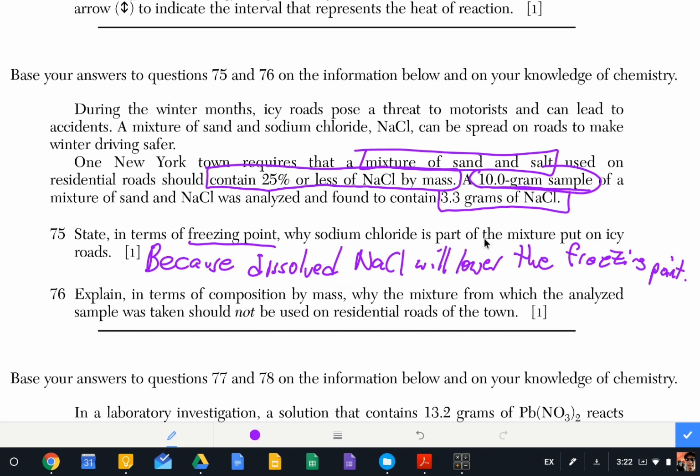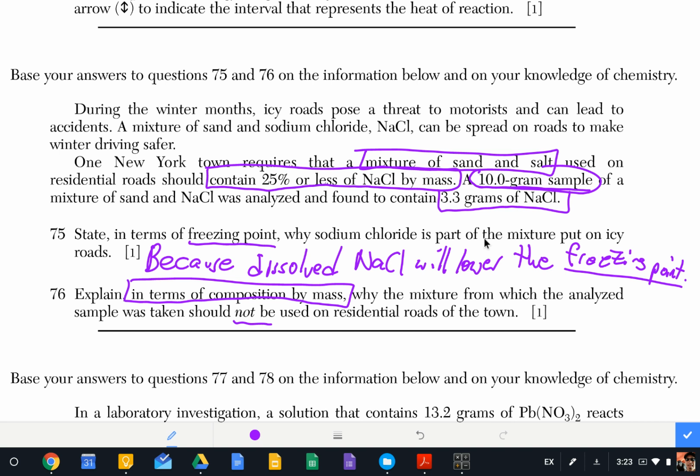And don't forget, when we say freezing point, we really mean the freezing temperature. So the water will not freeze solid unless it gets even colder than normal. So the more substance is dissolved, the lower the freezing point, which means you do not get frozen ice as easily. Okay, next question. Explain in terms of composition by mass why the mixture from which the analyzed sample was taken should not be used on residential roads.